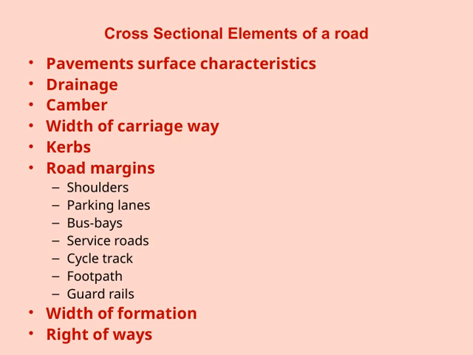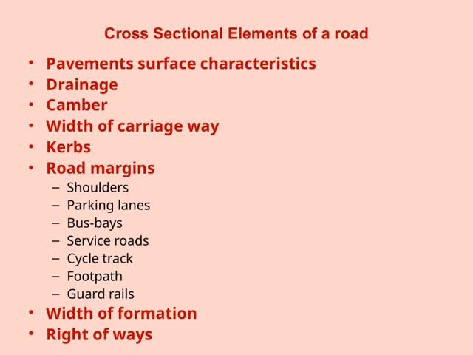The width of the carriageway is also important. It needs to be sufficient for the volume and type of traffic expected, allowing for safe overtaking and lane discipline. Curbs serve as a boundary between the carriageway and other elements like footpaths or shoulders, providing structural support and safety. Road margins are the areas outside the carriageway, often used for drainage, utilities, or safety buffers.